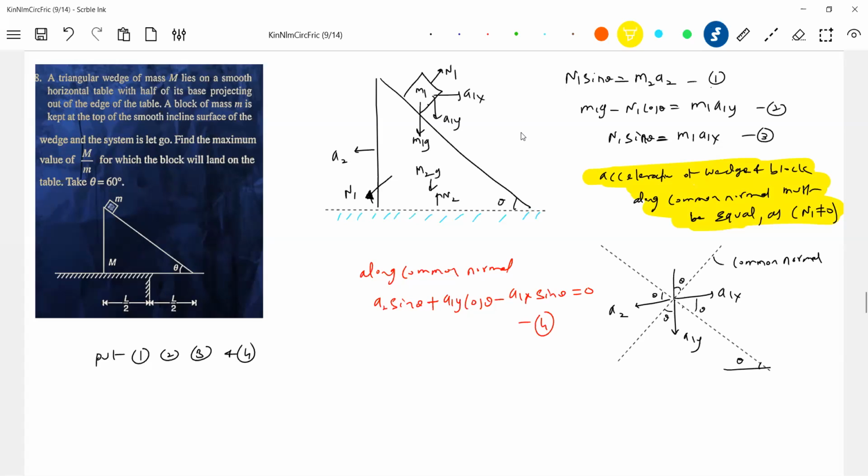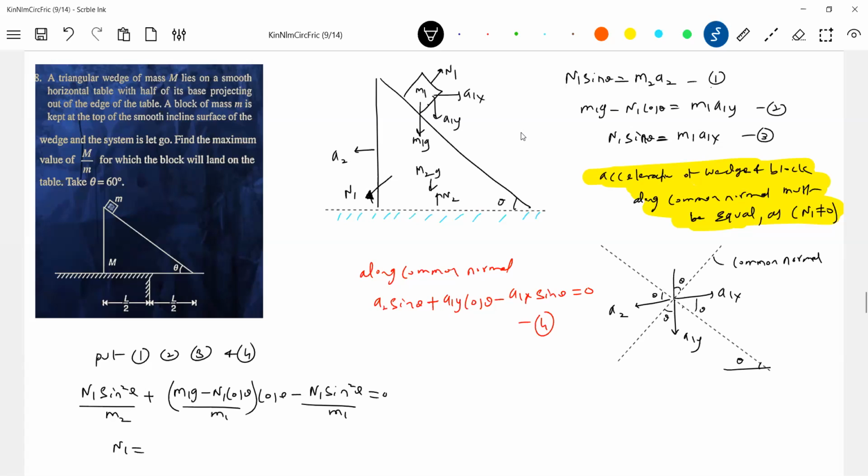Put 1, 2, 3, and 4. A2 will be N1 sine square theta by M2. A1y is M1g minus N1 cos theta by M1, into cos theta. A1x is N1 sine square theta by M1. Solving this, I'll get N1. After getting N1, substituting N1 in 1, 2, 3, we'll get all those accelerations. Anybody, A2?